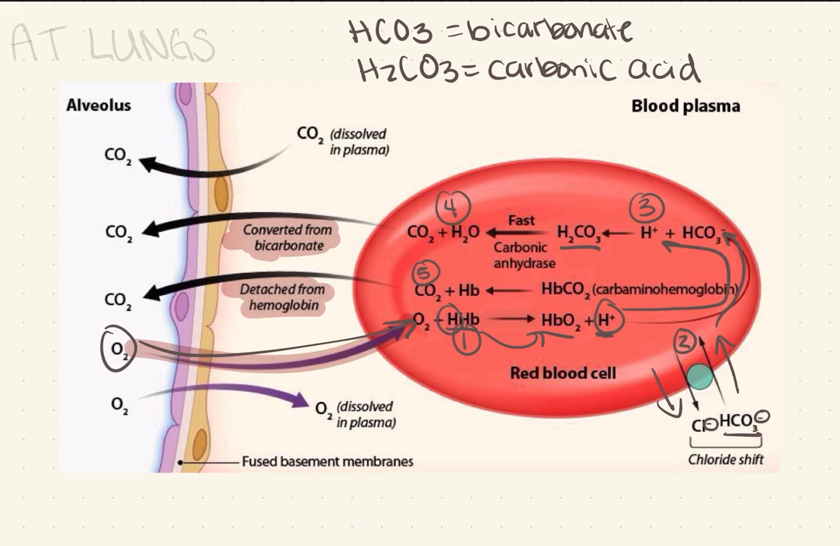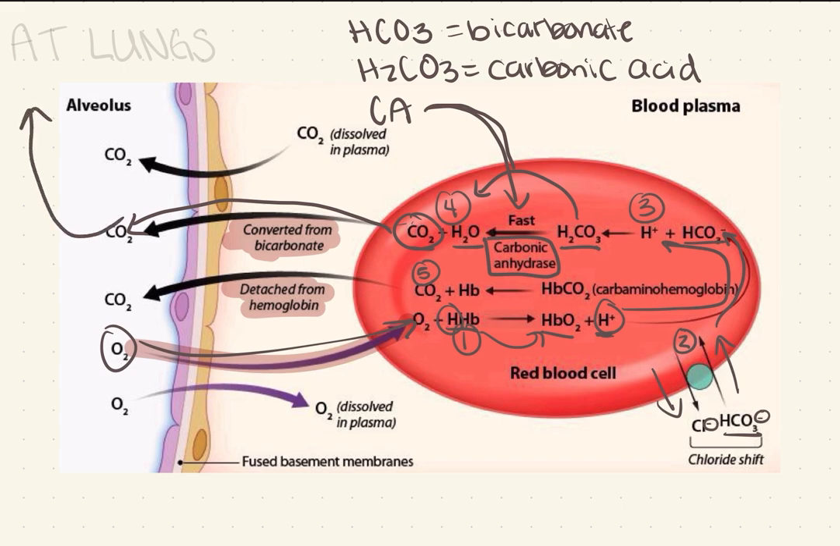Then the next step, step 4, is going to be catalyzed by carbonic anhydrase, which is right there. So the carbonic acid is going to be broken down into a water molecule and carbon dioxide, and again this will be catalyzed by carbonic anhydrase right there. Now this carbon dioxide that was converted from this bicarbonate right here is going to be sent into the alveolus to eventually be breathed out at the lungs when we exhale.